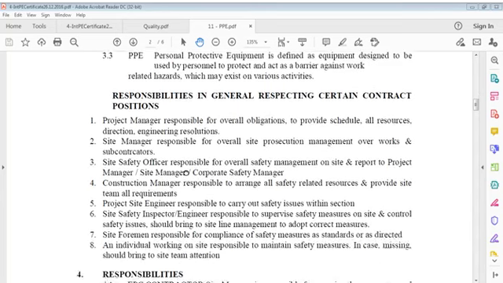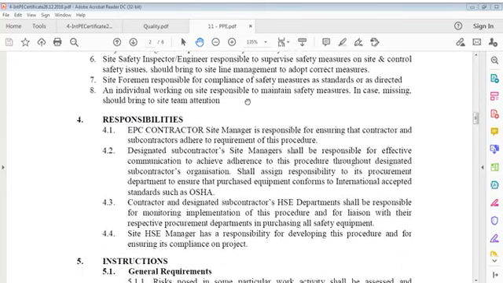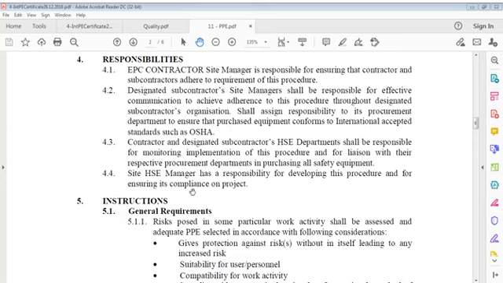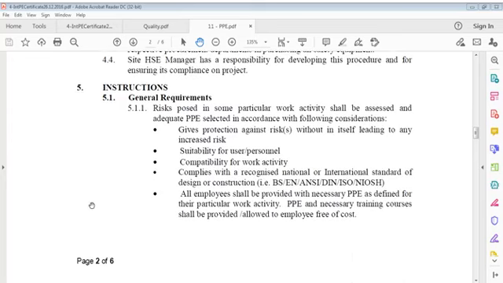Likewise, responsibility in general: project manager, site manager, safety manager, construction manager, project site engineer, site safety, site foreman, all the same. Responsibility is all the same, contractor, site, okay. Now, general requirements. What are those? Let's see them.